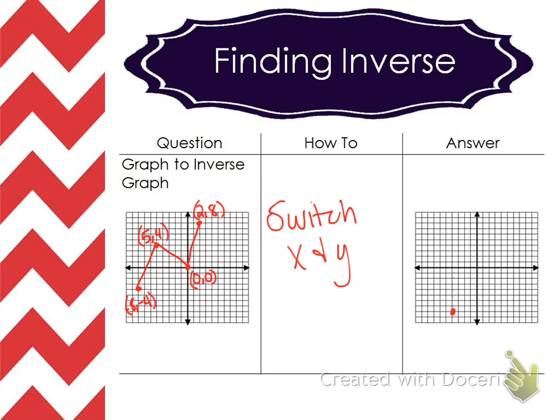Oh, shoot, that should have been negative, sorry. So negative 5, 4, negative 5, 4. Okay, the next one is the origin, and then the next one is 8, 2.